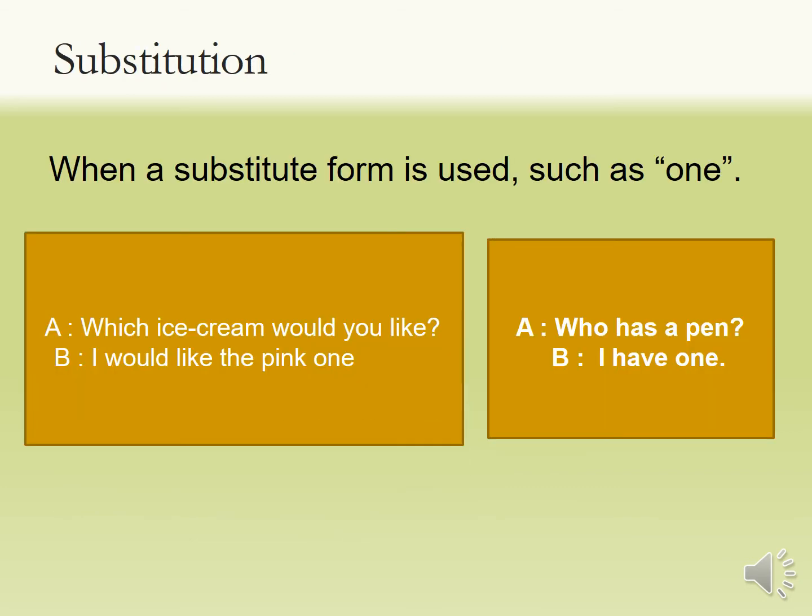Let's move on. We also see ellipsis in substitutions. When a substitute form is used, such as "one", we sometimes ellipse the statement by replacing or rephrasing the word with "one". Which ice cream would you like? Here the word ice cream is substituted with one. I would like the pink one, but he didn't say "I would like the pink ice cream". The word ice cream is substituted with one. So here again the statement or the word is being substituted.